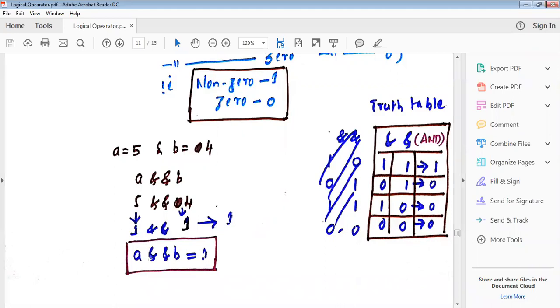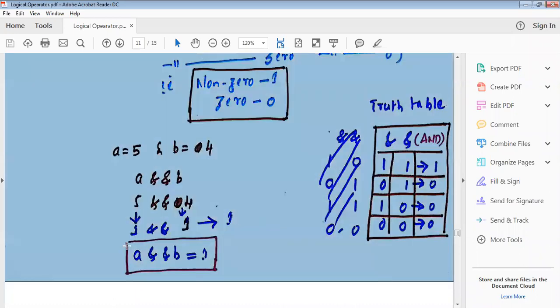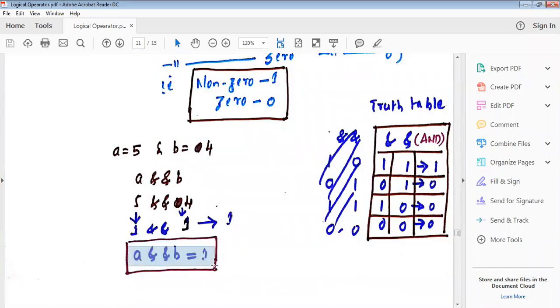That's why, what is the result you got? A and B is equal to 1.